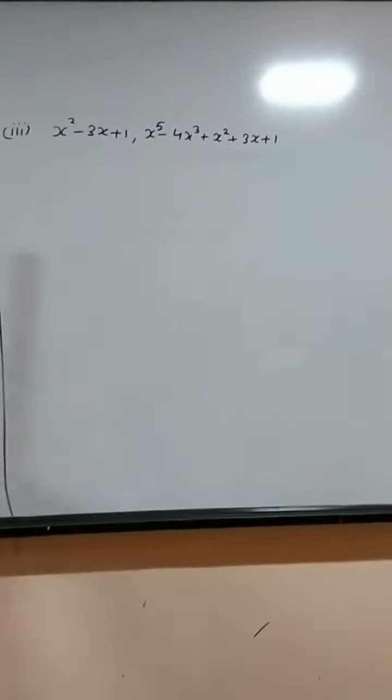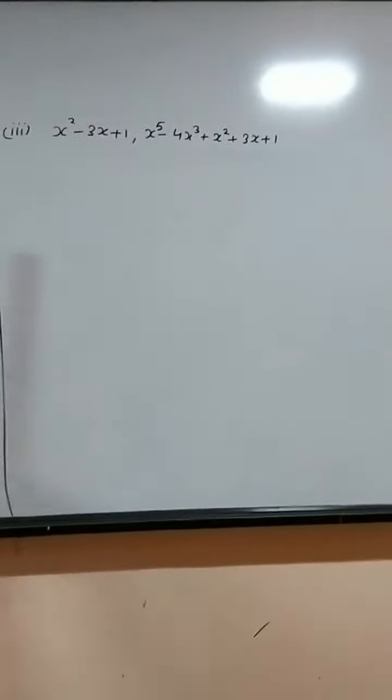Now what do you want? 3x raised to 4. So multiply this by 3x square. 3x square into x square is 3x raised to 4. 3x square into 3x is 9x cube. 3x square into 1 is 3x square. Minus plus minus. Now this is plus 9 minus 9 is 4x cube. Minus 3 plus 1 is minus 2x square.